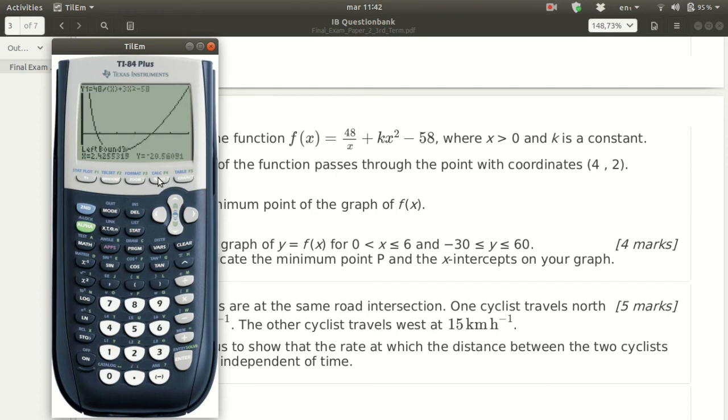All right, so we're going to have the minimum. So left boundary, right boundary, the guess, 1.999 repeating, all right, and y equals negative 22. So it's basically at 2, comma, negative 22, okay?